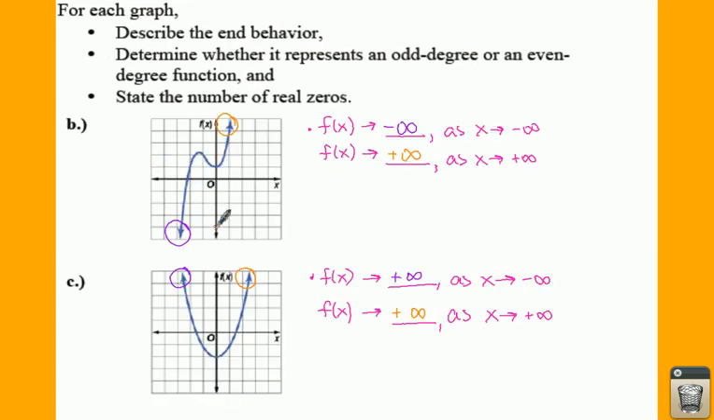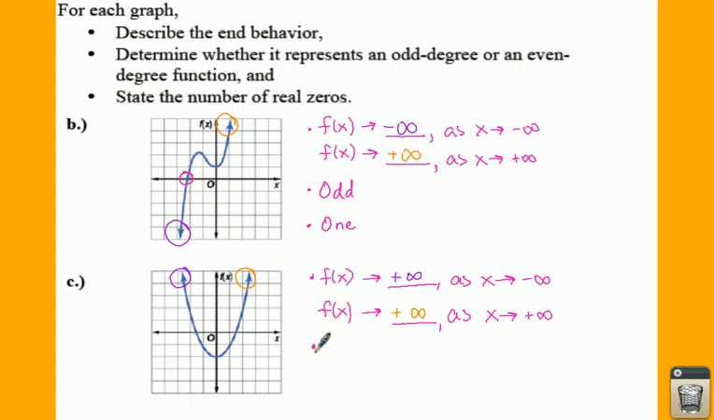Let's look at B and C. Let's figure out even or odd. Well, in this case for B, they're going in opposite directions. Opposite starts with an O, so you can say that's odd. And how many times does this cross your x-axis? Looks like just once. So you're going to have 1 real zero. You may have imaginary zeros, but you only have 1 real zero.